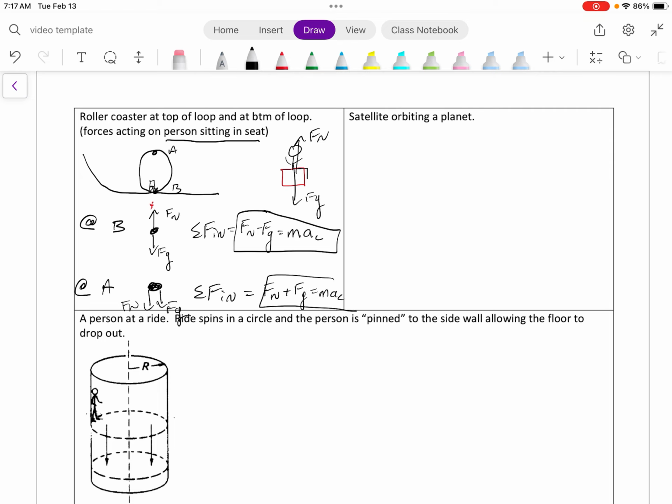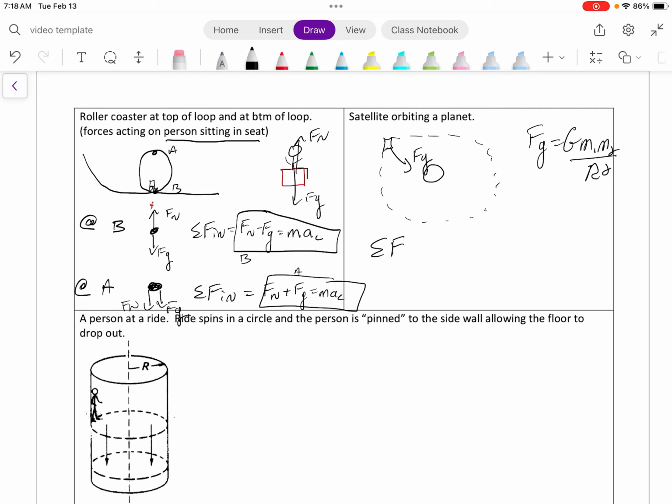And so this is at A, and this is at B. Now, if I have a satellite that is orbiting the Earth, I have only one force acting on the satellite, and it is the force of gravity. And we have to use the big G equation, m1 m2 over r squared. R is the distance of the center of masses.